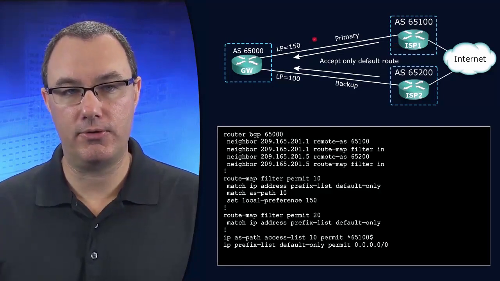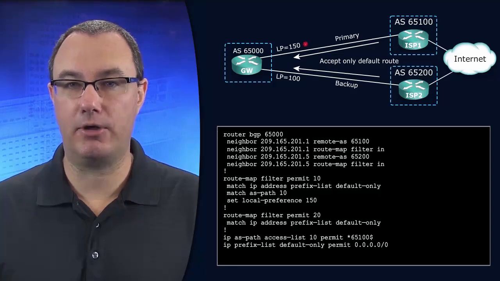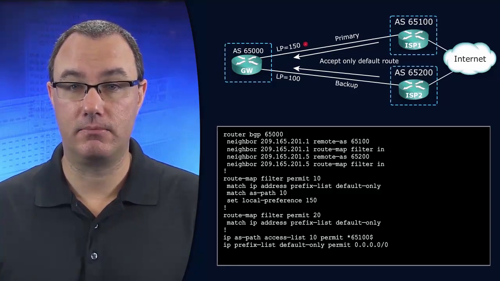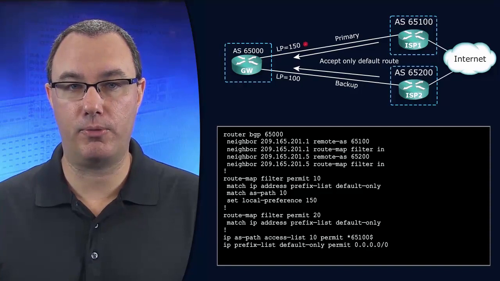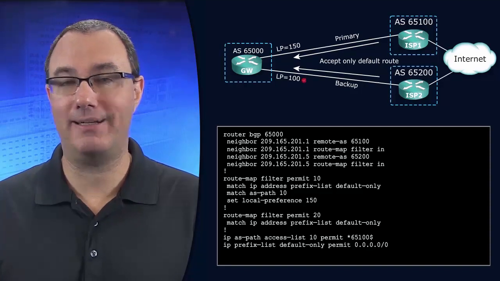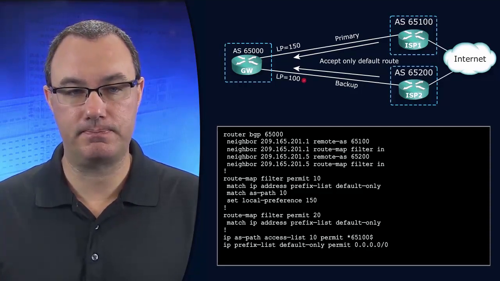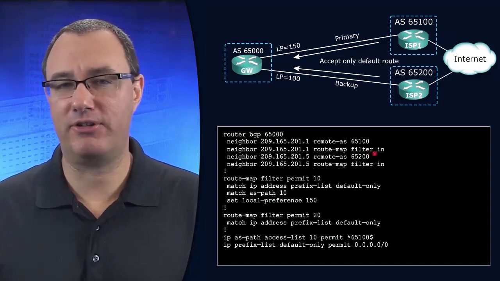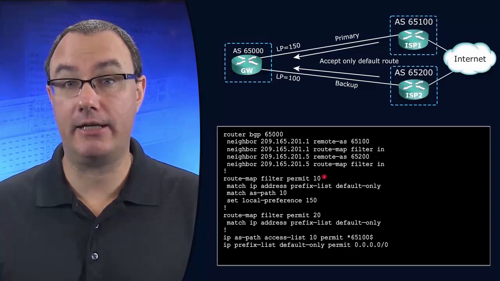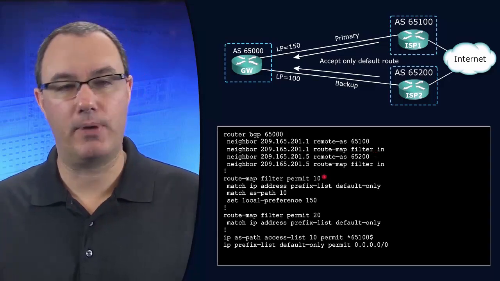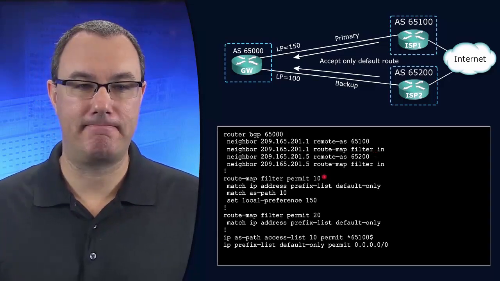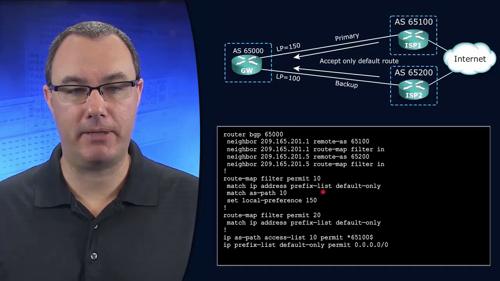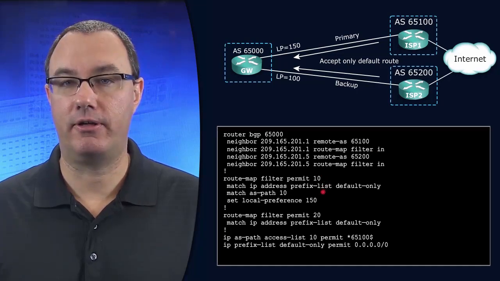So what we're going to do is set the primary to have a higher local preference, with 150 as the local preference, and the backup will be the default local preference of 100. So it looks like we're referencing this very significant route map. Let's analyze it. So we see route-map filter permit 10, and then we match based on a prefix list.